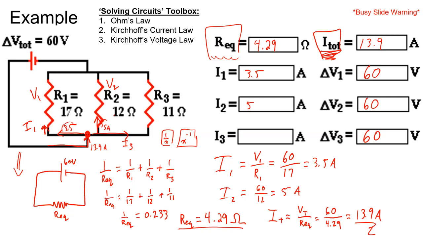So these three currents are all coming out of that junction point. Those three numbers added together have to be 13.9 amps. Okay, so if we do a little subtraction, 13.9 minus the two currents that we know, we should find that the current in resistor number 3 is 5.5 amps. Okay, and that question's done.